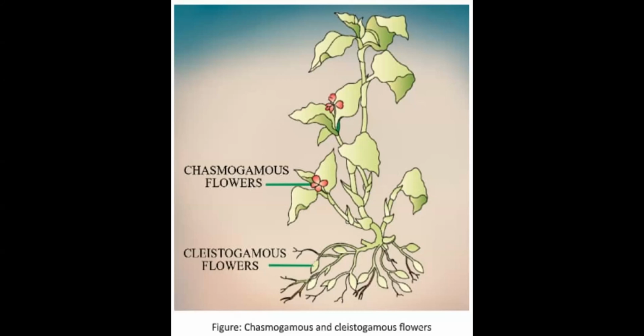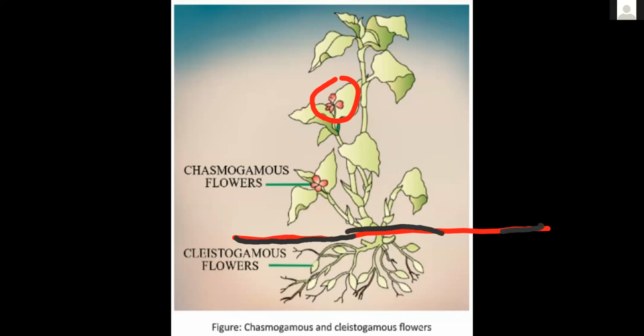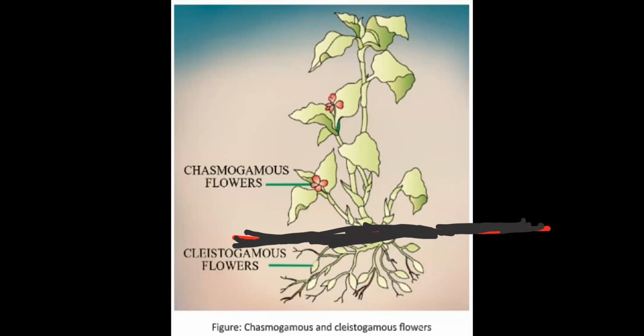These plants are having two different types of flowers in them. These flowers which are above the ground, what you call them as? Yes, they are to be termed as chasmogamous flowers. See, they are aerial, colorful, they are bisexual, and they are showing anthesis, and they are available for geitonogamy and autogamy and xenogamy. For everything, they are open.